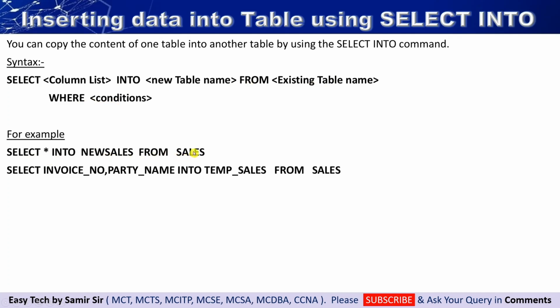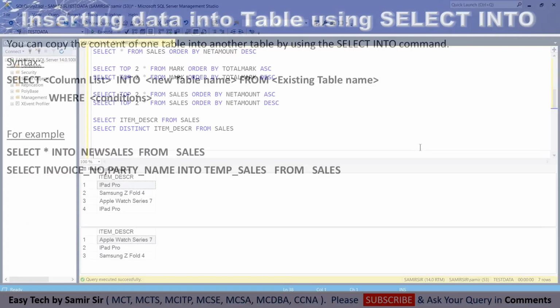What it will do is create a new table, new sales, from the sales table. All the records from sales will be transferred into new sales. And if you want to transfer only selected columns, you can use an example like this: select column name 1, column name 2, column name 3 from sales. Let's take the example like this.